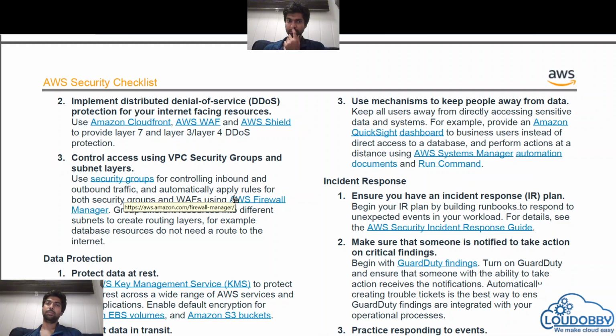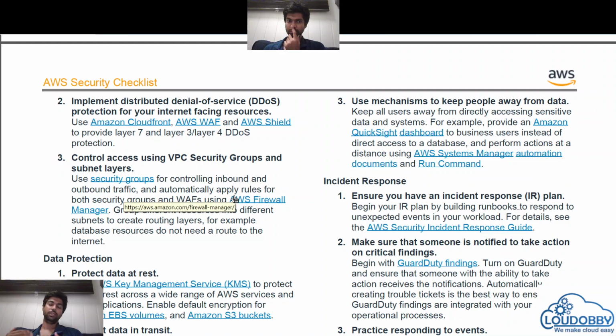And we can also use remote actions using AWS Systems Manager, automation documents, and Run Command. AWS Systems Manager is going to run the commands on the database, so you don't need to run directly on the database. This way we should keep people away from direct access to our database.